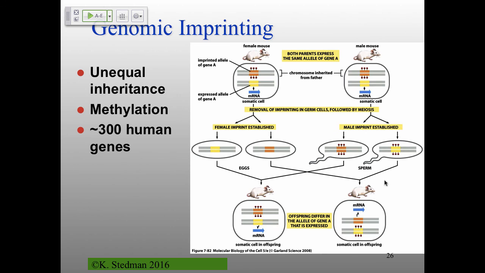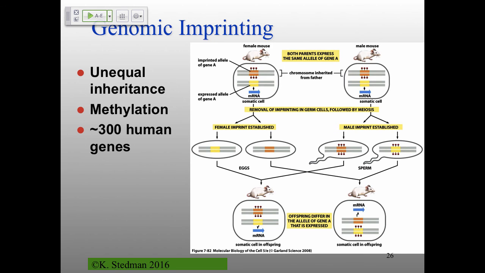Here, in this particular case, if you have an allele from one parent, and in this case, it's the allele from the male mouse, from the father, that's the one which is going to be expressed. This particular allele here is always going to be expressed the same way that it was expressed in the male. How that happens has to do with methylation, and there are about 300 human genes that this seems to be the case for, and it's also true in mice.